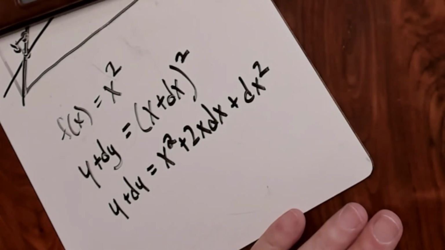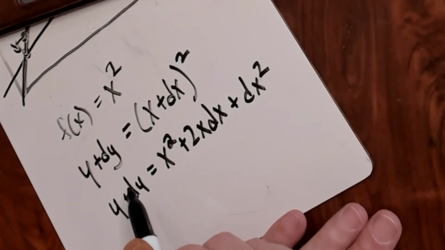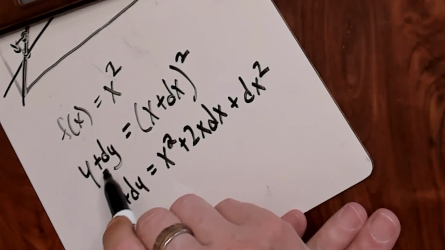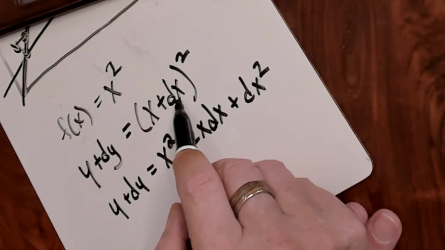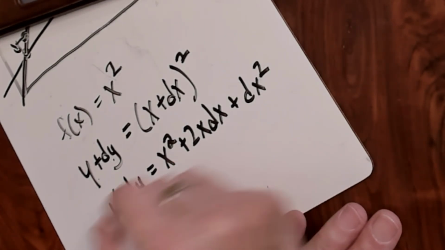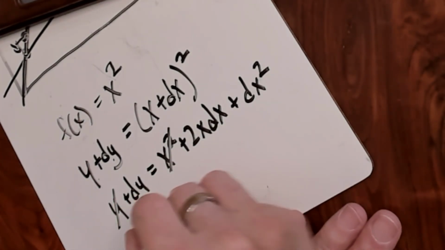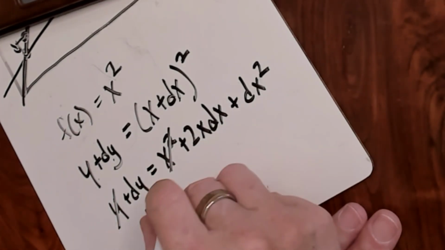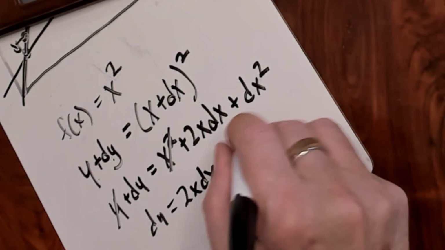It's looking pretty good, right? Now let's remember that we're not looking at the total value of the curve, we're just looking at the difference in the curve as we go from x to x plus dx. We want to see how much y has changed. So let's get rid of the original factors of the equation and we end up with something that looks like this: dy equals 2x dx plus dx squared.